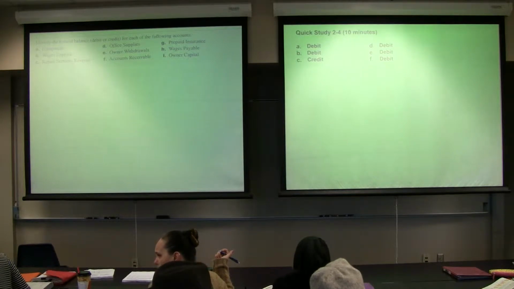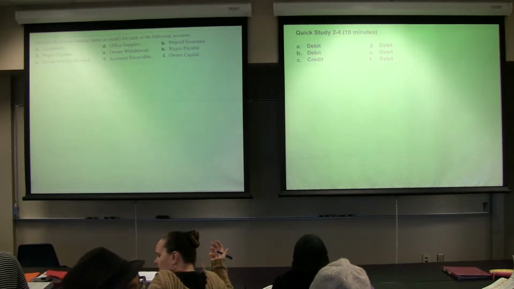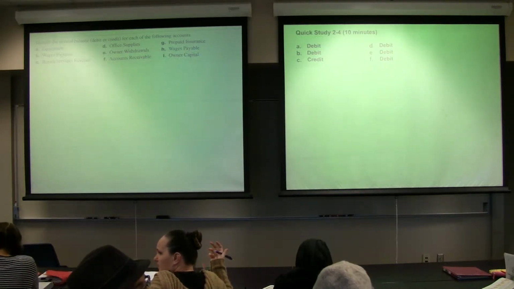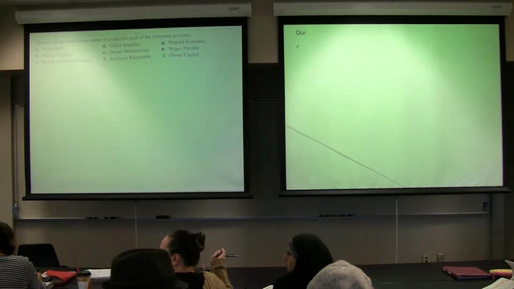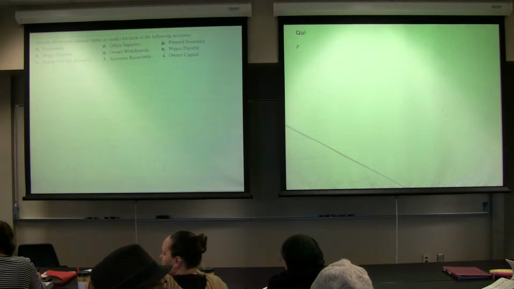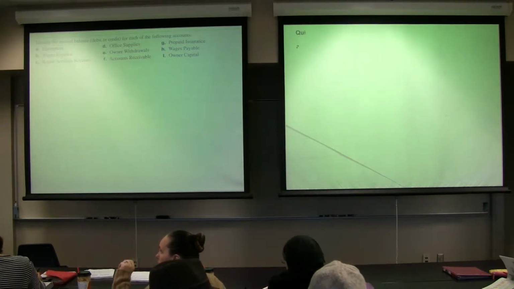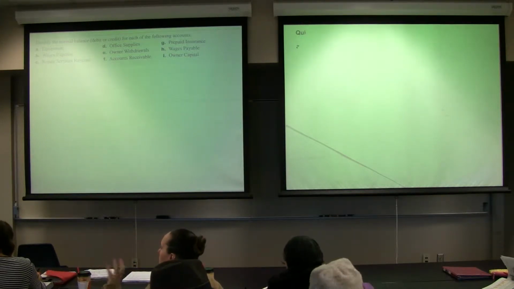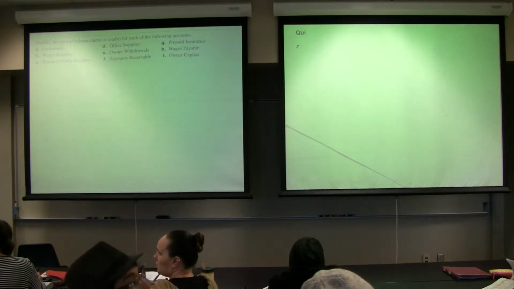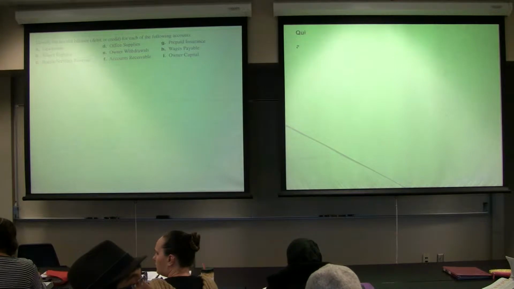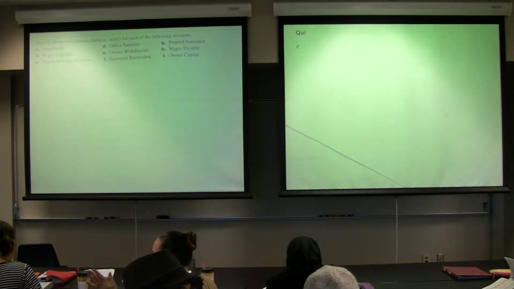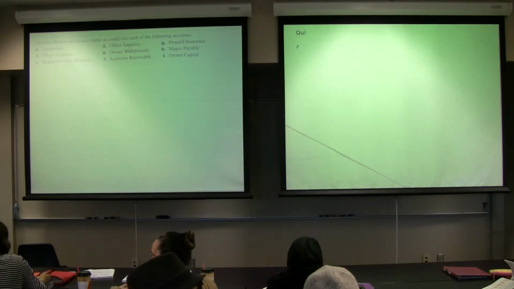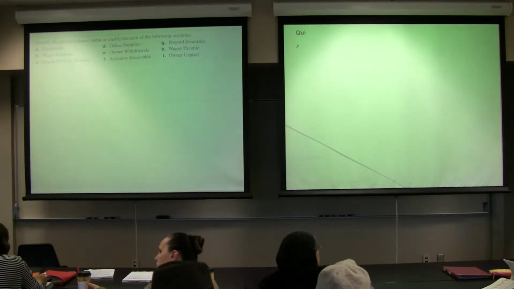What's that? Wages payable. Anything that says payable will be a liability. Anything that says receivable will be an asset. So accounts receivable, notes receivable, that says.